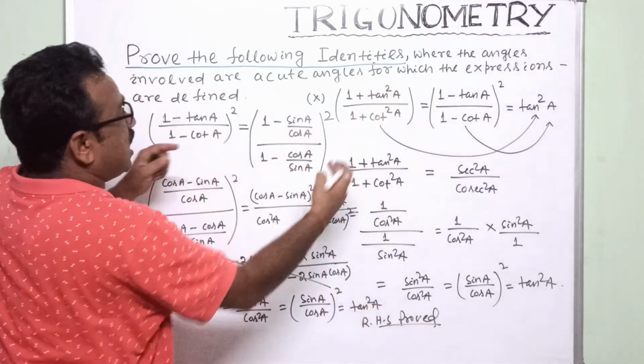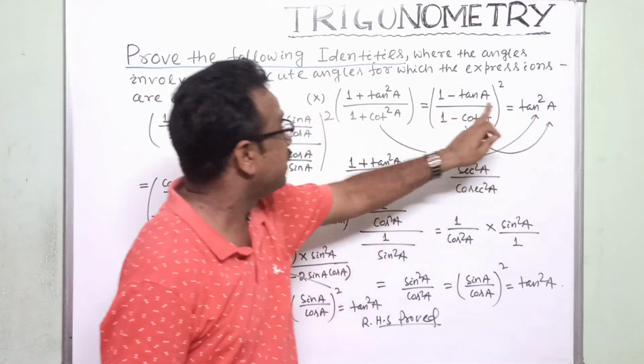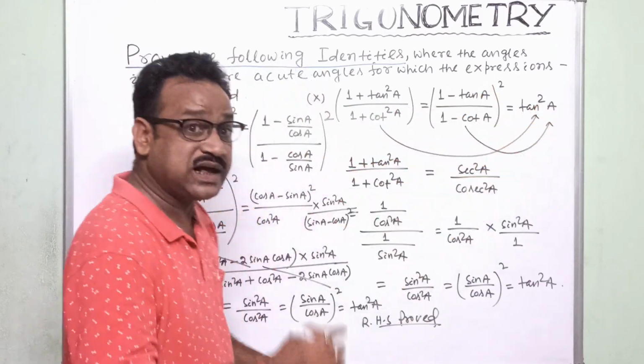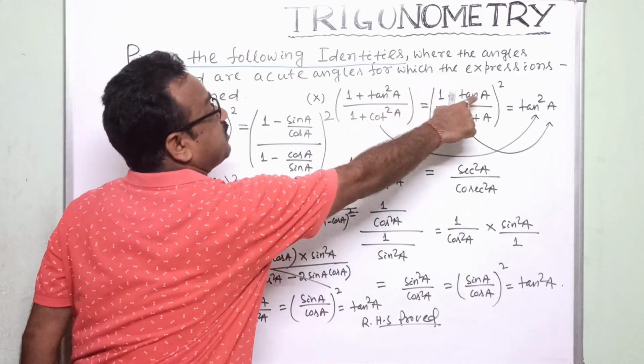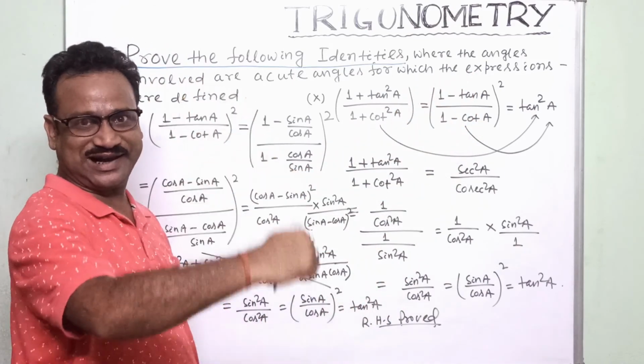So now we got 1 plus tan square A by 1 plus cot square A is equal to tan square A. 1 minus tan A by (1 minus cot A) whole square is equal to tan square A. Thus 1 plus tan square A by 1 plus cot square A is equal to (1 minus tan A by 1 minus cot A) whole square is equal to tan square A.